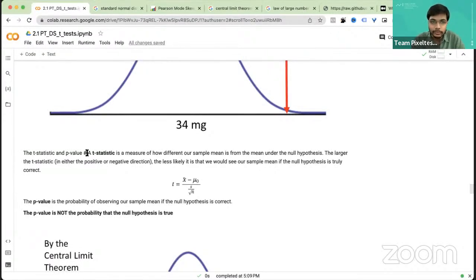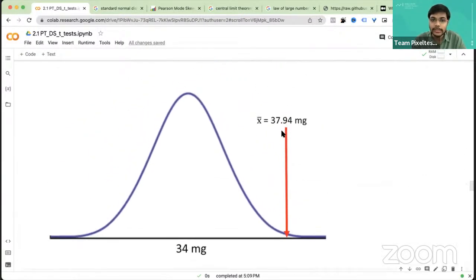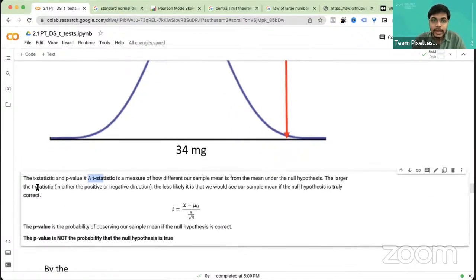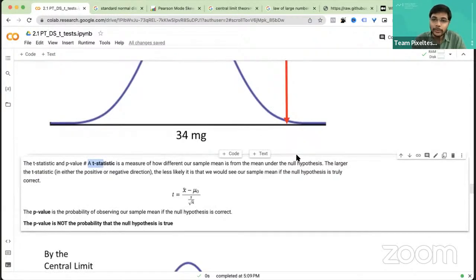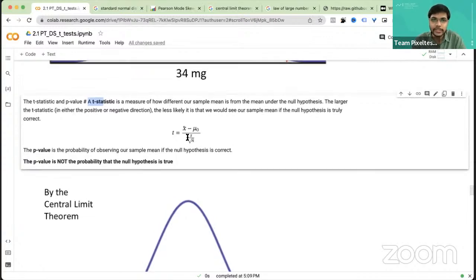So we'll just understand what the t statistic and p-value are. A t statistic is the measure of how different our sample mean is from the mean under the null hypothesis, right? So you can see that this t statistic is how different it is from the mean. The larger the t statistic is in either positive or negative direction, the less likely it is that we would see our sample mean if the null hypothesis is truly correct. So if it is closer, better. If it is farther, our null hypothesis is going to be rejected, right? So this is what we've understood here.